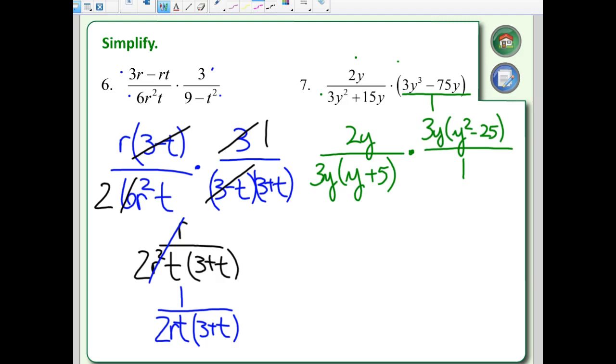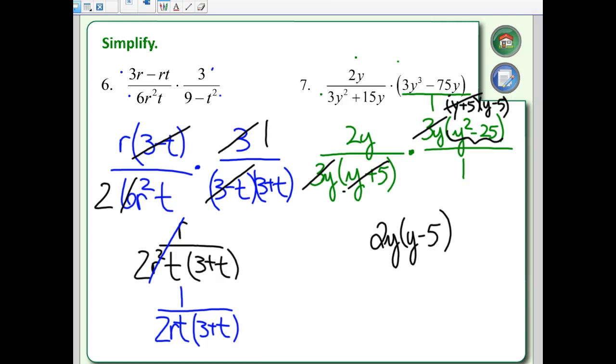Good job. Did you recognize that we need to factor just a little bit more? Do you remember what this is? Difference of perfect squares. So that's going to be y plus 5 and y minus 5. And so now, what can we cancel? Well, do you realize the 3 y's can go? And then we've got y plus 5 and y plus 5. So what's left in the numerator? 2y. And then we've got y minus 5. And it looks like everything canceled out in the denominator.